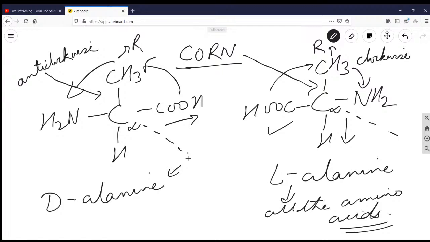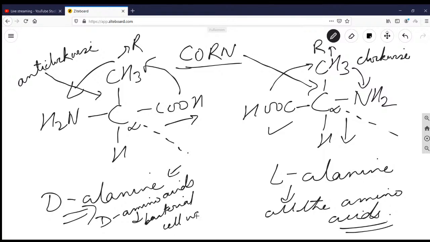Some exceptions are there in the bacterial cell wall. Some D-amino acids are found, and that too only in the bacterial cell wall. That is an exception. But in human beings... bacterial cell wall means the peptidoglycan layer.